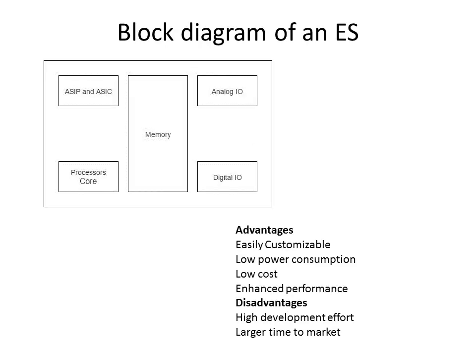Next is the block diagram of an embedded system. It consists of the processor. The processor is going to be the heart of the embedded system. Then instead of a processor, we can use an ASIC, that is, application specific integrated circuit or application specific integrated processor. Then memory, analog and digital input output systems.